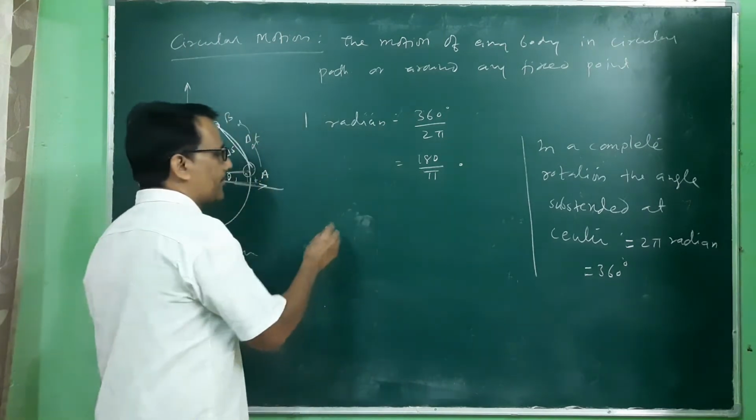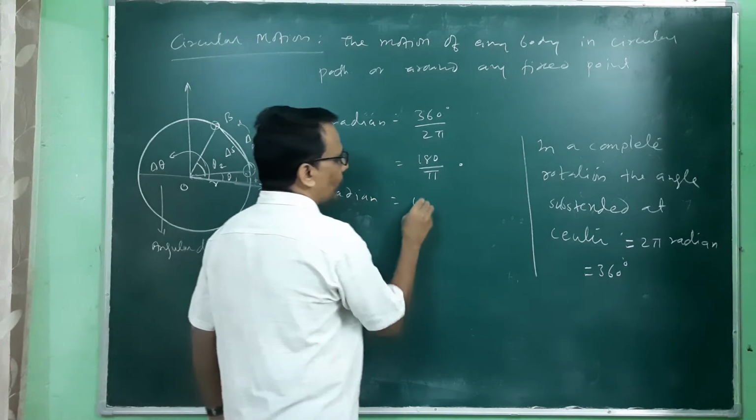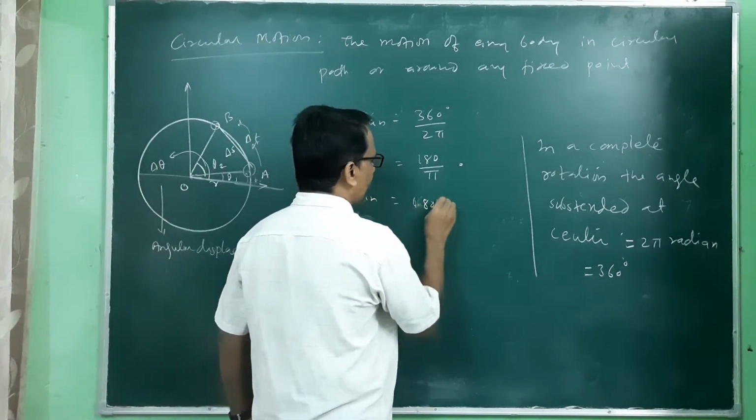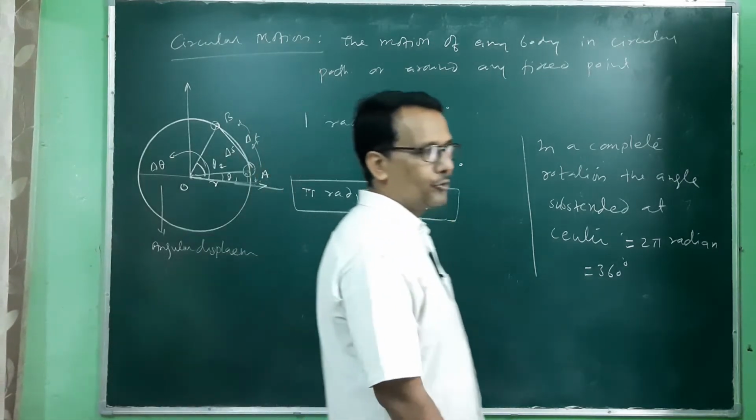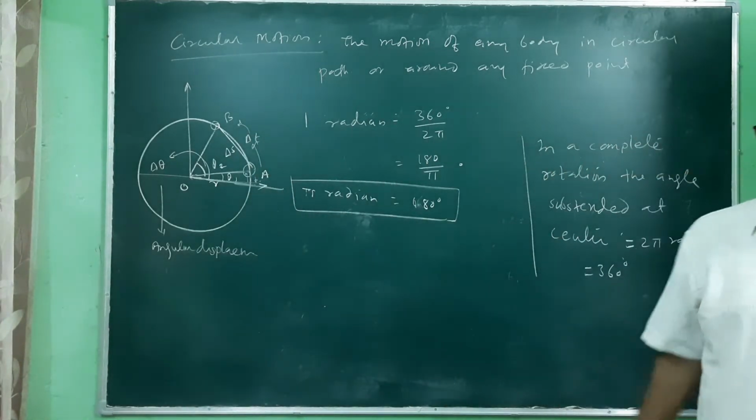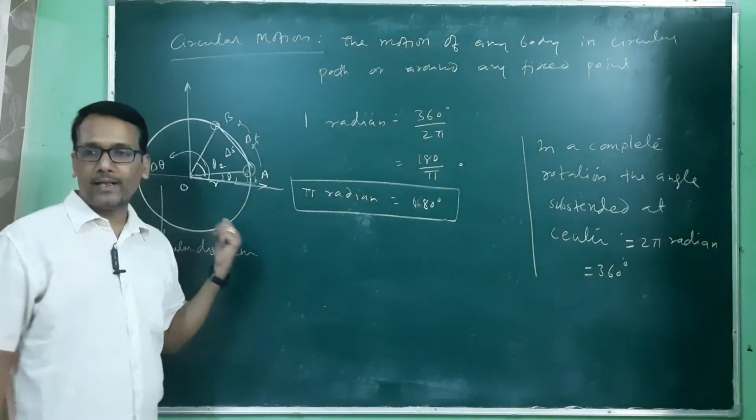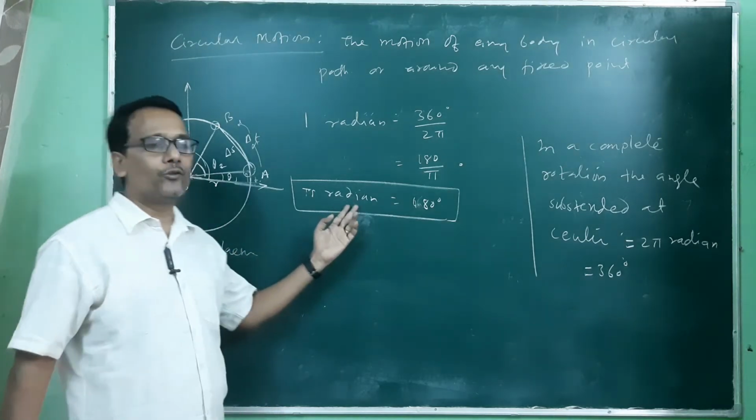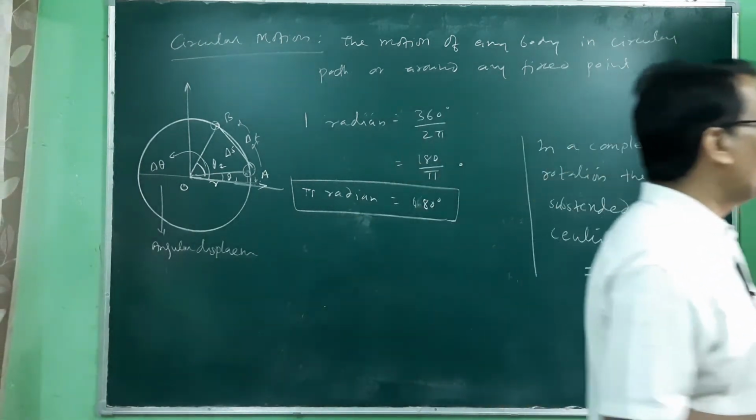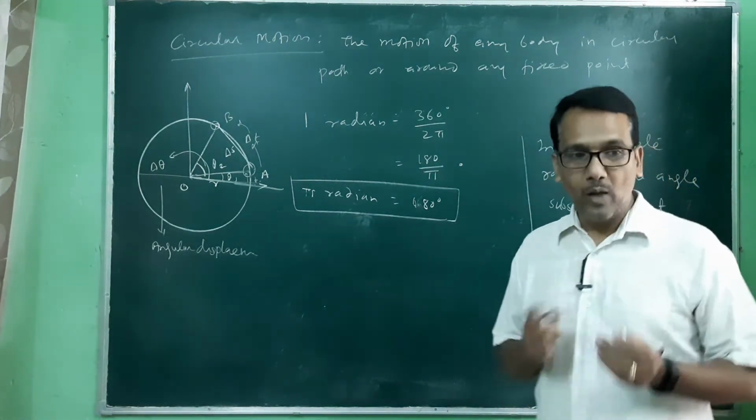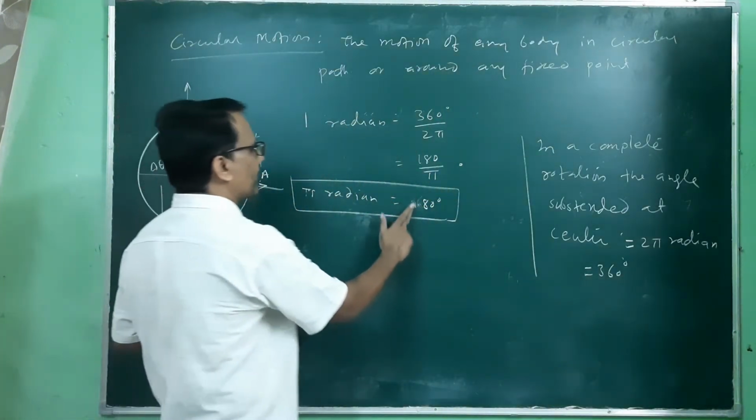Generally you use that relation, pi radian is equivalent to 180 degree. Many times students have to convert radian into degree or degree into radian. So generally when we calculate omega, we have to take radian as the unit of angle. So if the data is given in degree, then you have to convert it into radian by using this relation: 180 degree is equivalent to pi radian.